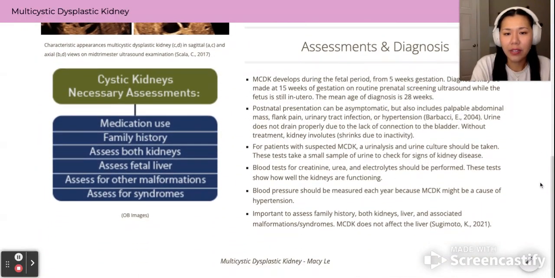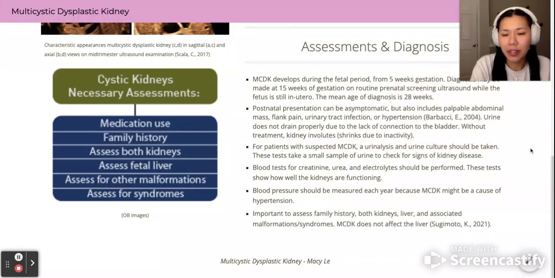As for assessment and diagnosis, more in clinic. MCDK during the fetal period usually occurs around 5 weeks gestation when the kidney develops. Because unilateral MCDK often goes asymptomatically, it is often not detected until the prenatal screening ultrasound, and the mean age of diagnosis is about 28 weeks. While it can be mainly asymptomatic, symptoms that can display in clinic include a palpable abdominal mass, flank pain, a UTI, and hypertension. Sometimes hypertension, or high blood pressure, can be secondary to certain renal diseases.